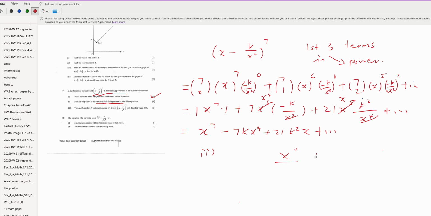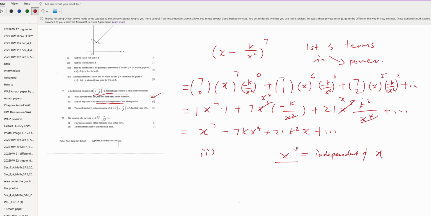Independent of x means x to the power 0 term. They mean the same thing. So why? Do you still recall the general formula? I look at my notes. You put like a and then b. Yep. And then you add them up, they must equal 7.